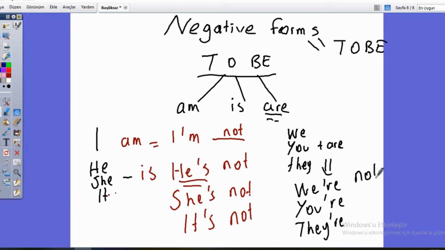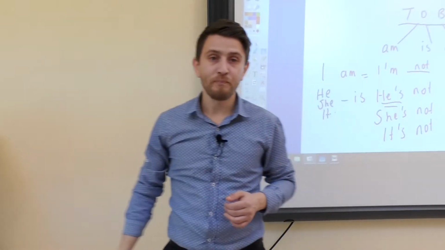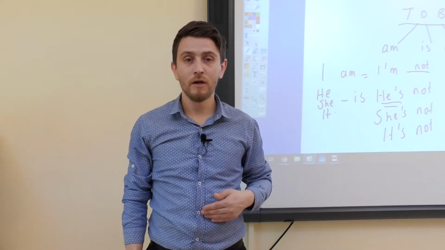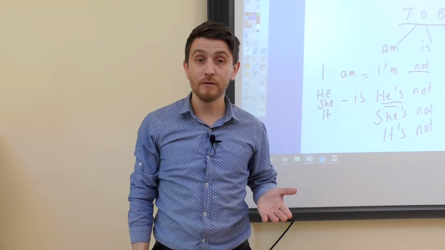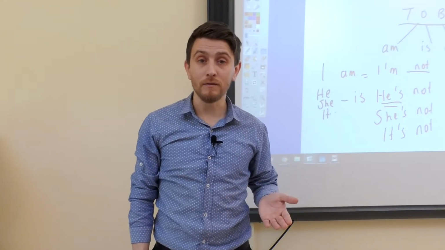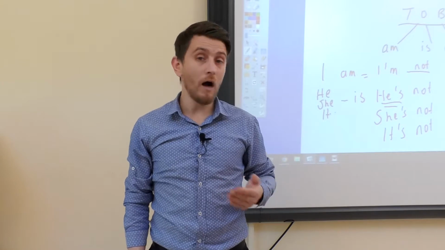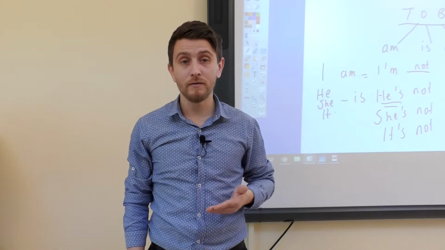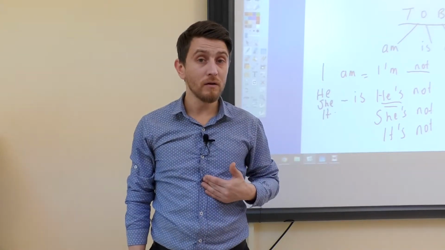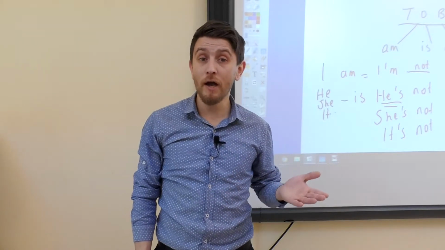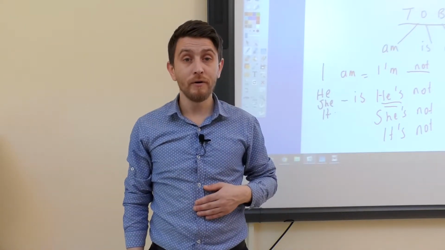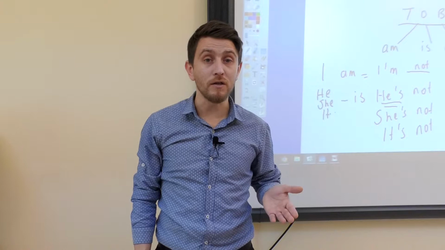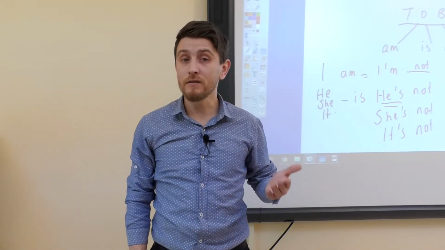To make negative, we add not. So, I'm not, he's not, she's not, it's not, we are not, or we can say we aren't, you aren't, they aren't, or we can say we are not. Like, I'm a teacher. I'm not an artist. My father is an artist. I'm from Turkey. I'm not from China. My brother isn't a teacher, or we can say he is not a teacher. He is a graphic designer.